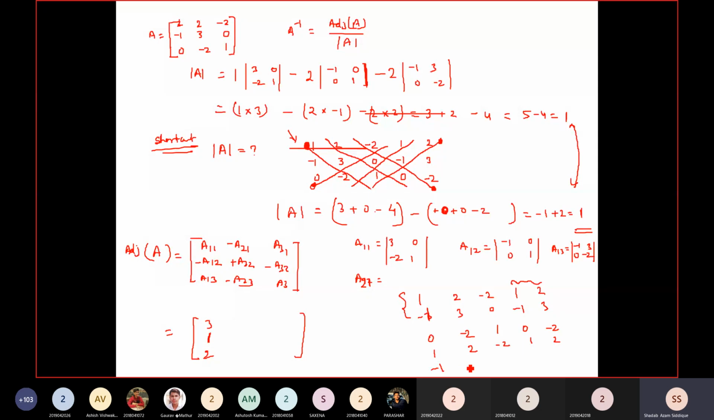Now see, for finding the adjoint, after writing this, try to eliminate this first row and this first column, and now write down the adjoint. So this is the first, A11, 3 0 minus 2 1. What is written here? 3 0 minus 2 minus 1. Again for A12 it is this one, 0 1 minus 1 0.